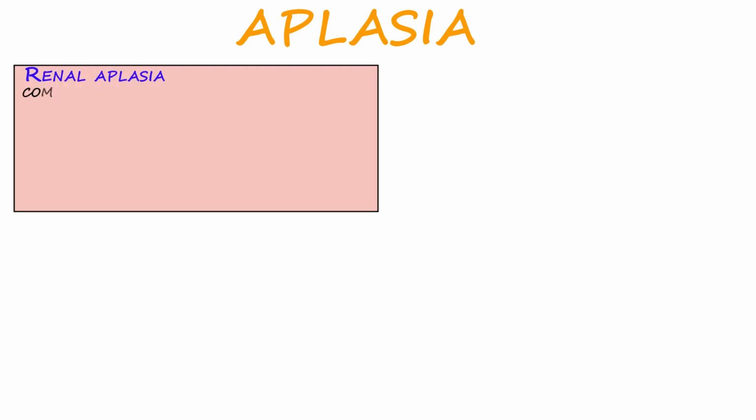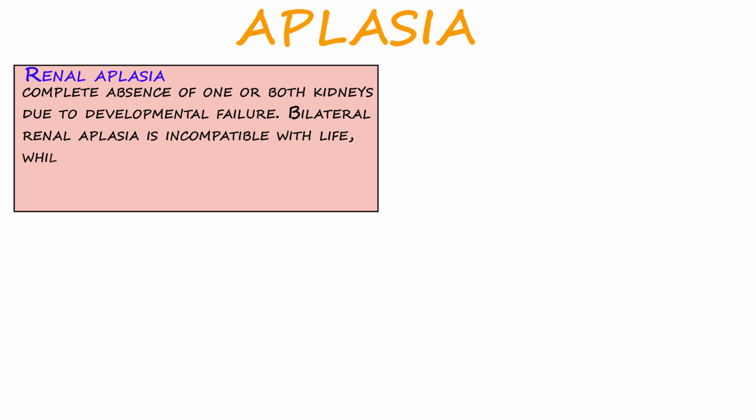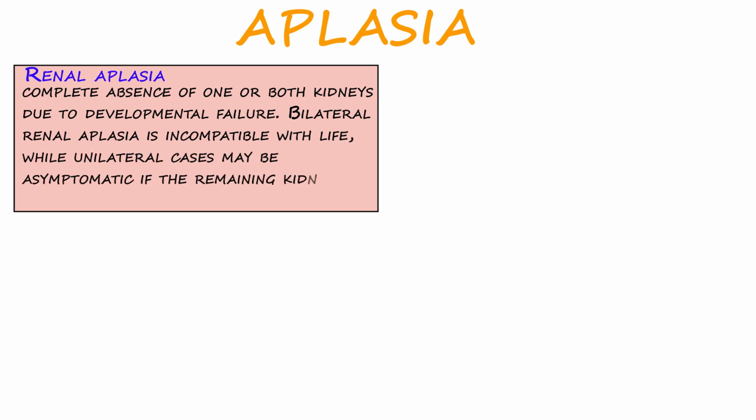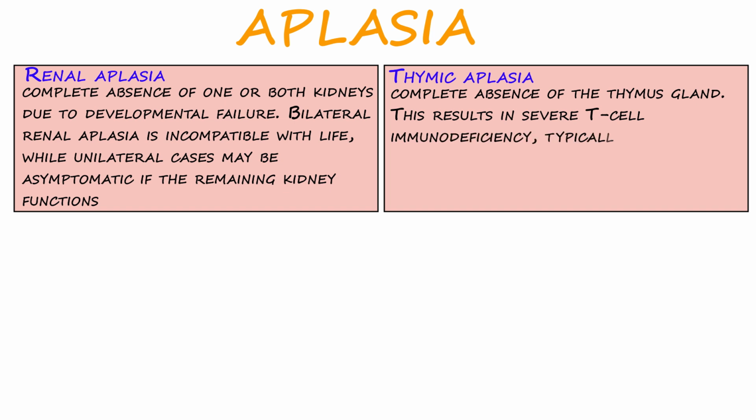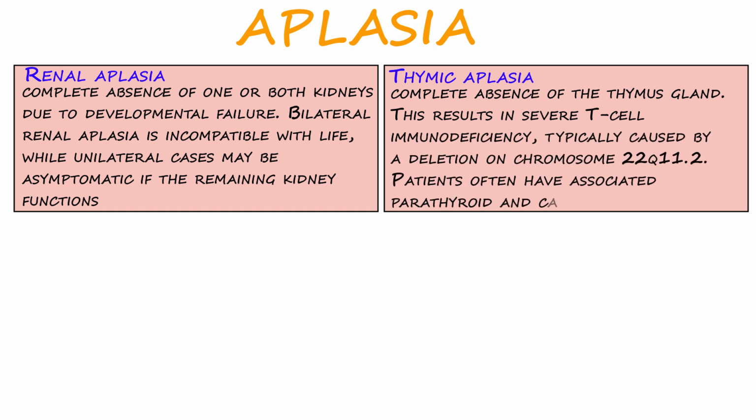Let's examine some important clinical examples. Renal aplasia is the complete absence of one or both kidneys due to developmental failure. Bilateral renal aplasia is incompatible with life, while unilateral cases may be asymptomatic if the remaining kidney functions normally. Thymic aplasia, most commonly seen in DiGeorge syndrome, involves the complete absence of the thymus gland. This results in severe T-cell immunodeficiency, typically caused by a deletion on chromosome 22q11.2. Patients often have associated parathyroid and cardiac defects.